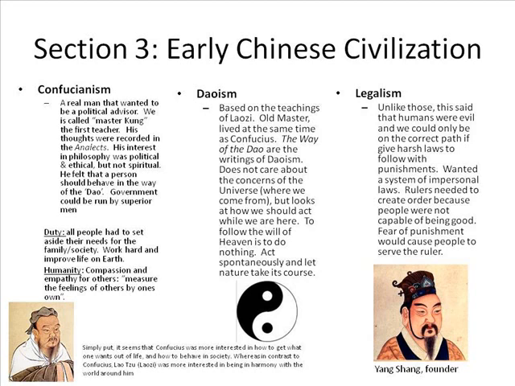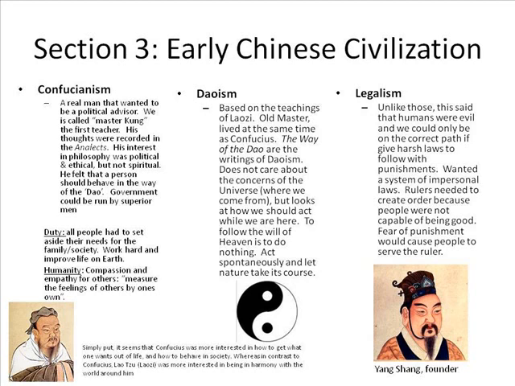Zhou Dynasty. Sorry. What we're looking at is early Chinese civilization: Confucianism, Taoism, and legalism. And yes, it said that these were kind of like thoughts or ideas, but basically they pretty much are religions as well. And so a real man, Confucius, that wanted to be a political advisor, he was called the Master Kung. The first teacher is what that meant.